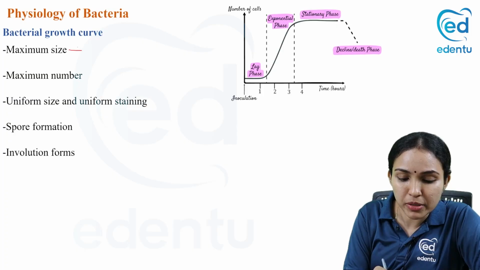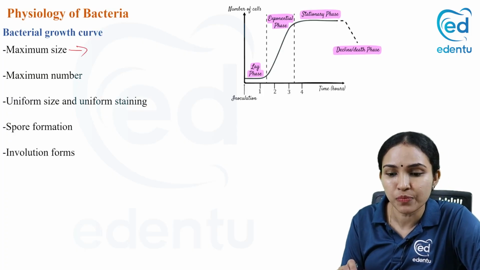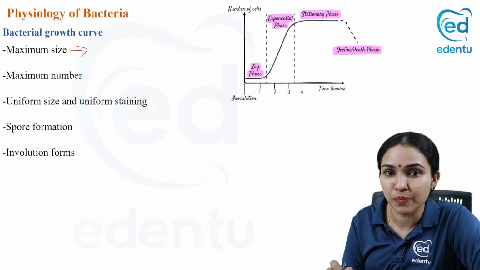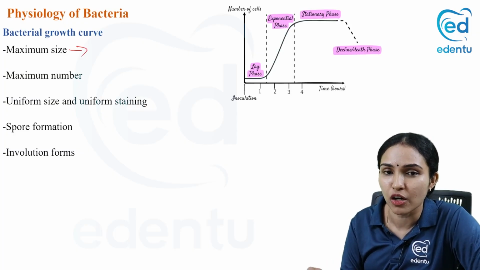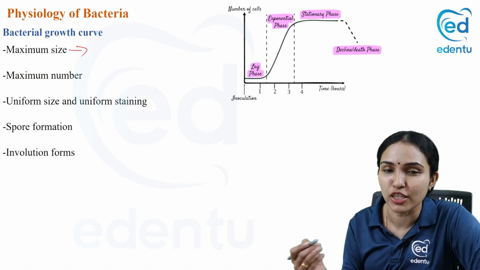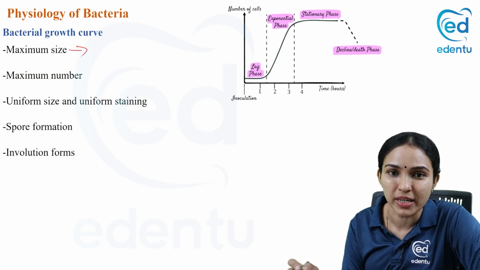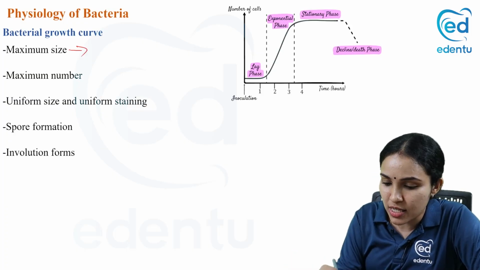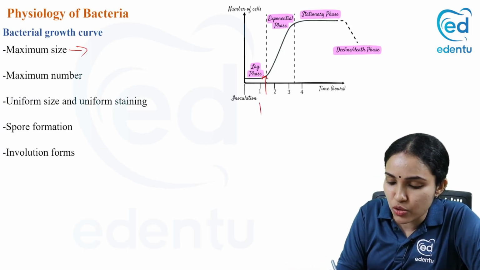I think you'll be able to answer by now: what is the phase at which you get the maximum size of bacteria? That is the lag phase. You can remember it like a lockdown phase. At the end of lockdown, all of us have gained weight. Similarly, at the end of lag phase, it's a lockdown phase for bacteria where it's simply accumulating all the things. So it will increase in size. So at the end of lag phase, you get maximum size.